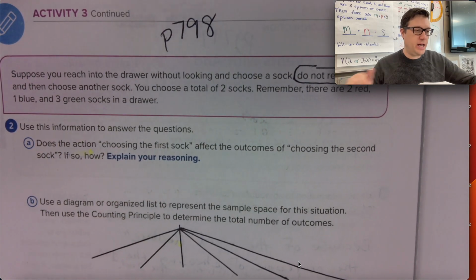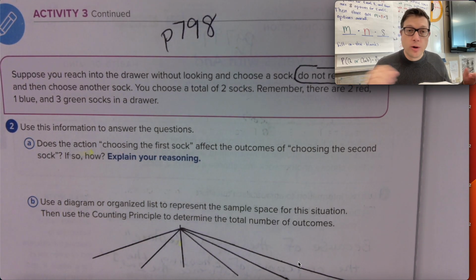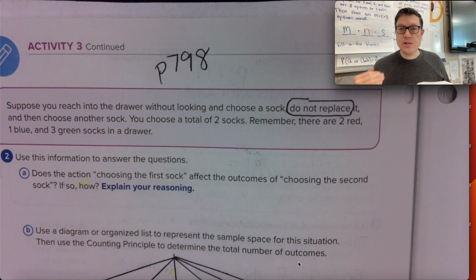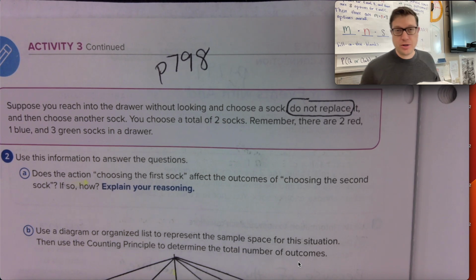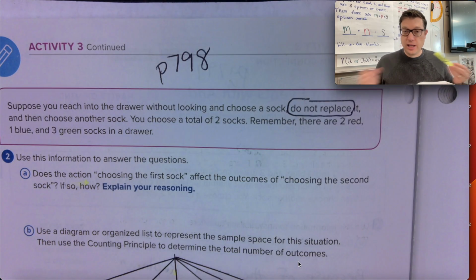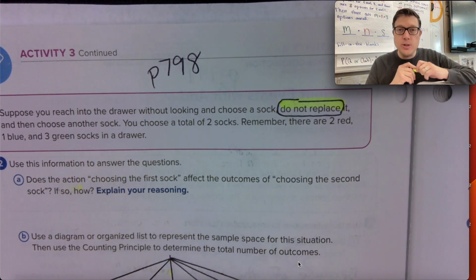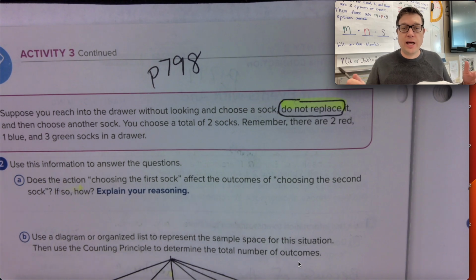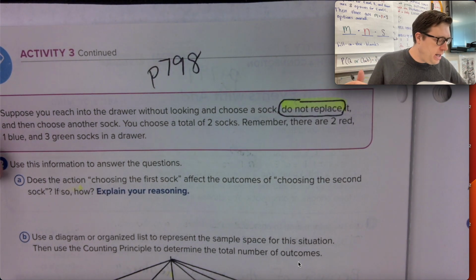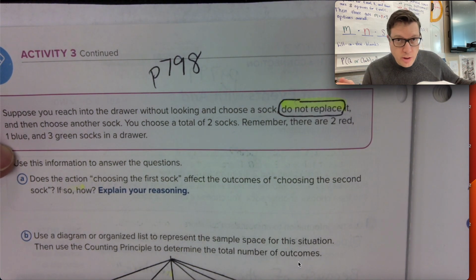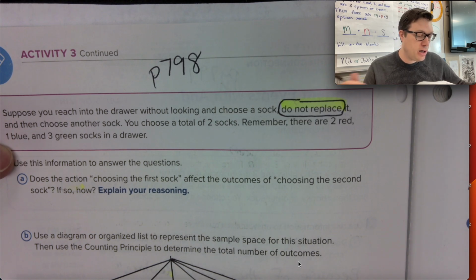We're on page 798, and in this video, we're going to talk about what happens to our probability when we are not replacing. So maybe that's one thing to highlight or circle or underline is that in a not replacement situation, things are going to get different, right? 1A, we're reaching into the same drawer as page 797. We're finding 2 red socks, 1 blue sock, or 3 green socks.